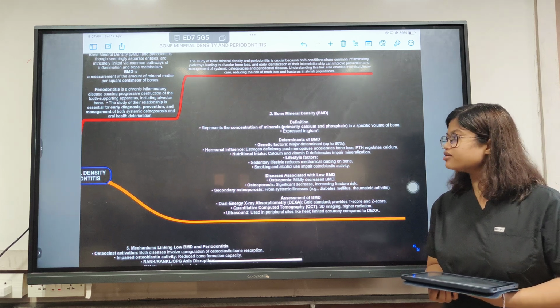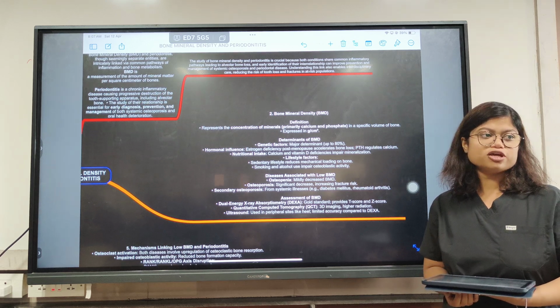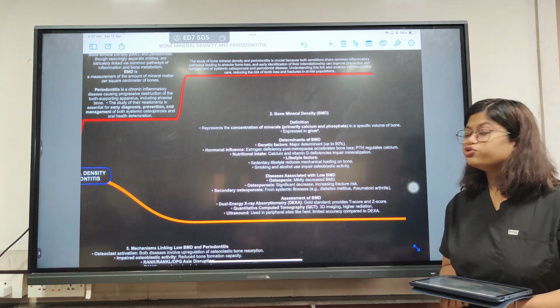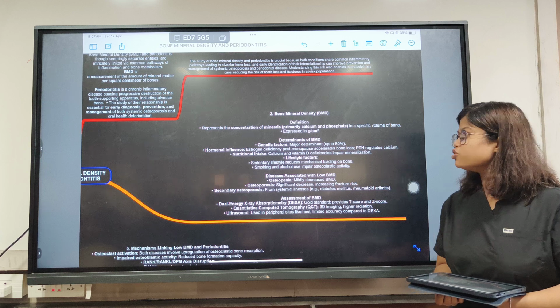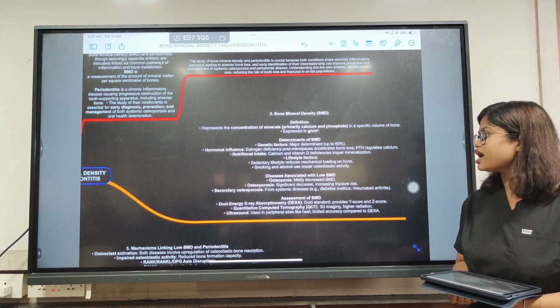Specifically, there are certain factors. First of all, it is a genetic factor. Up to 80% of the population genetically suffers from low BMD. Then hormonal influence, specifically in women: the estrogen deficiency post-menopause accelerates the bone loss. The PTH hormone regulates the calcium.